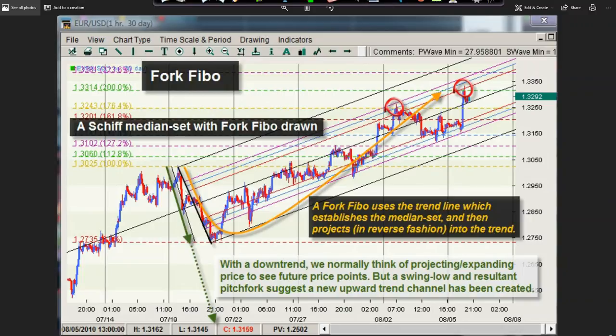So anyway, fork Fibos, if you have a very good fork, Fibos are going to be very, very accurate. Very accurate at picking peaks. It's not a measured move. We're just doing nothing but Fibonacci here.